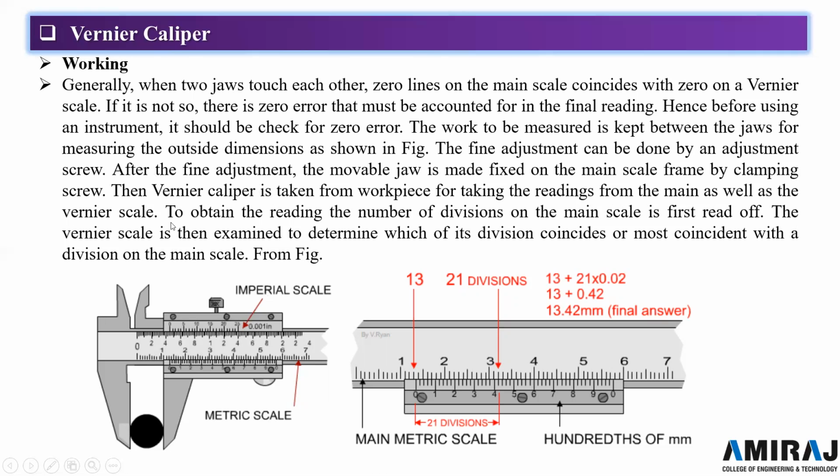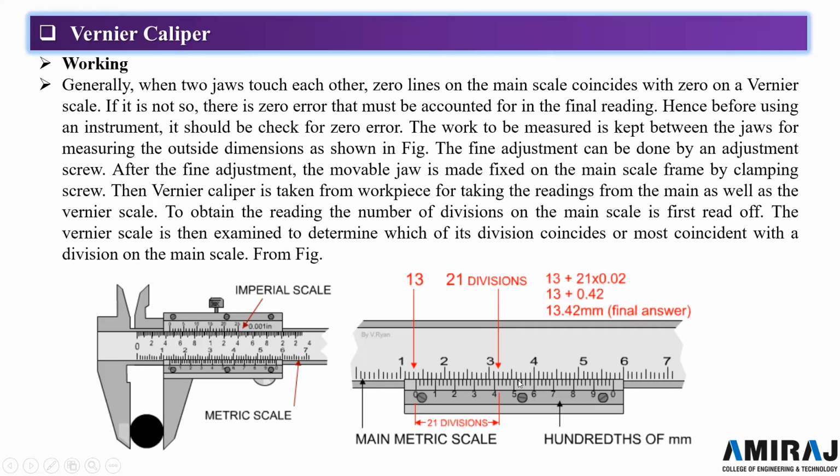To obtain the reading, the number of divisions on main scale is first taken off. ठीक है, जो नंबर ऑफ डिवीजन है मेन स्केल पे, सपोज यहाँ पे 1 के बाद कितने हैं, 1, 2 और 3 मेन स्केल के जो डिवीजन है, ठीक है, यानी कि 13. ओके, सो वो हम सबसे पहले लेंगे. ठीक है, the vernier scale is then examined to determine which of its divisions coincide or most coincide with the division on the main scale.